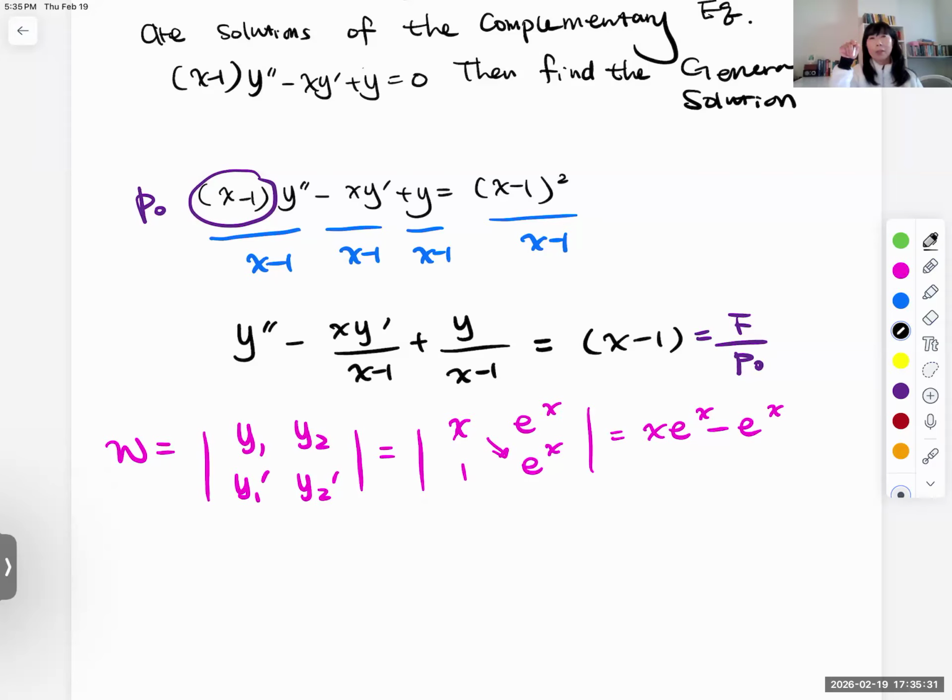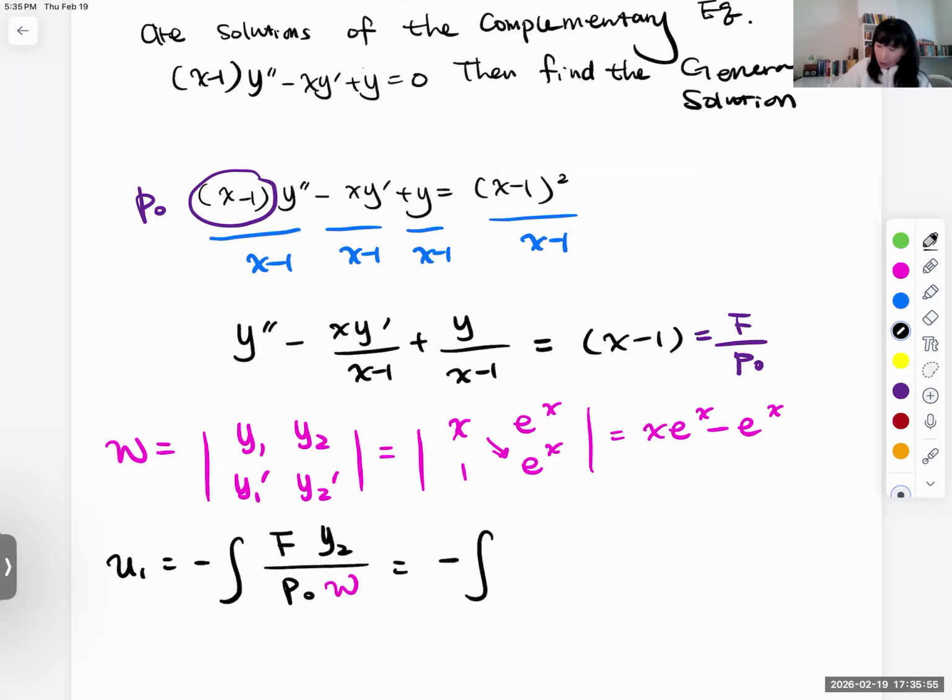Now, u sub 1 will be negative f over p naught, y sub 2, with omega in the denominator. Okay, so negative, we have x minus 1, y sub 2 is e to the x power, and over, we have x e to the x minus e to the x.